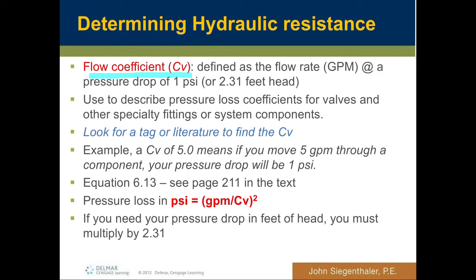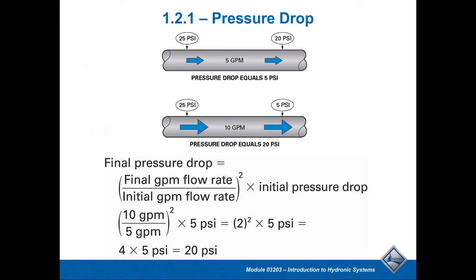The CV factor is actually defined as the flow rate in gallons a minute that you would get across a component or a valve at a pressure drop of 1 psi, or you could say 2.31 feet. The reason is that these are equivalent to each other: 1 psi is also equivalent to 2.31 feet. That's a little bit more of an advanced topic, so we won't get into that too much, but it is something we do need to look at in hydronics.